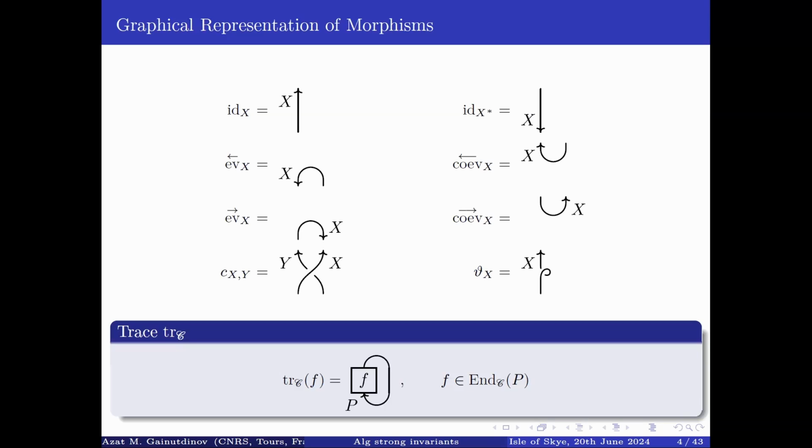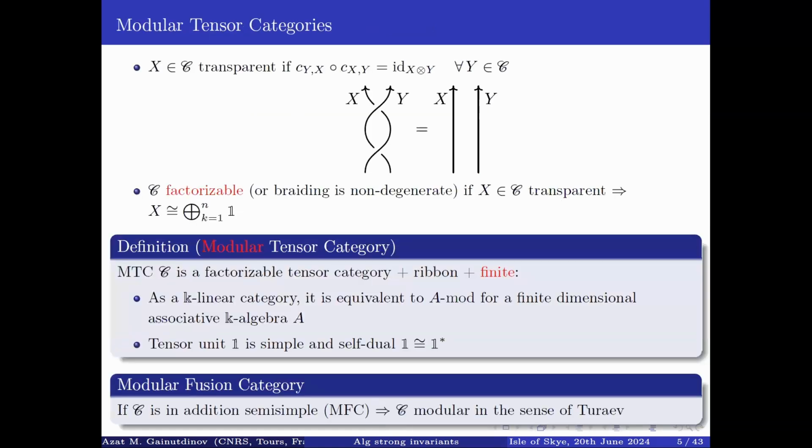So you take the framed morphism of your object in the category. You can pre-compose with the correlation and evaluation maps. And it gives you a morphism of your tensor unit. And because I'm working with an algebraically closed field, it's just a number. And the tensor unit is simple. Okay? So that's a trace. So that was a ribbon category.